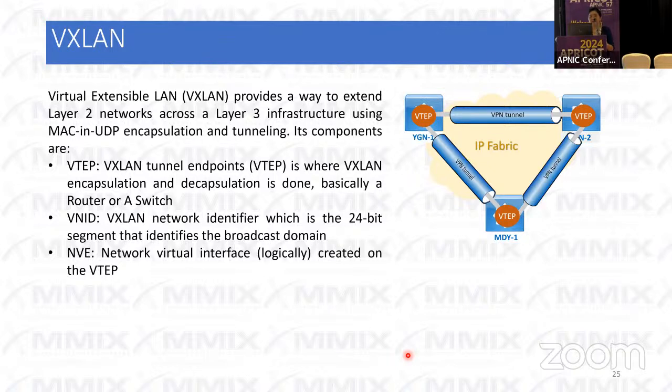The important components are VTEP, VNID, and NVE. VTEP is a VXLAN tunnel endpoint where VXLAN encapsulation and decapsulation is done, basically a router or switch. In this case, I have 3 routers, so I have 3 VTEPs. VNID, the VXLAN network identifier, is a 24-bit segment that identifies the broadcast domain. And NVE is the network virtual interface, logically created on the VTEP device.